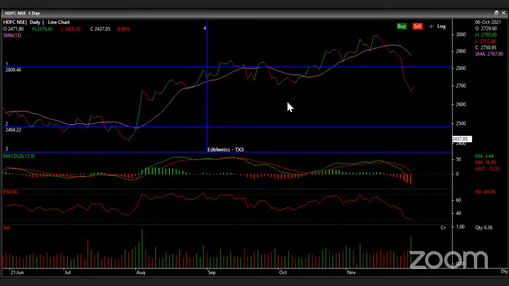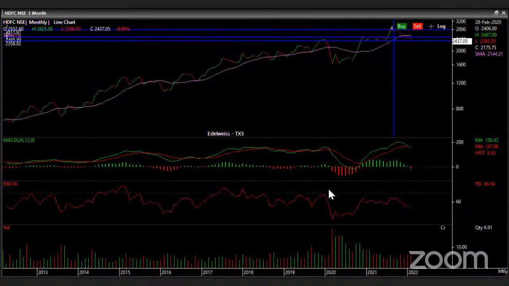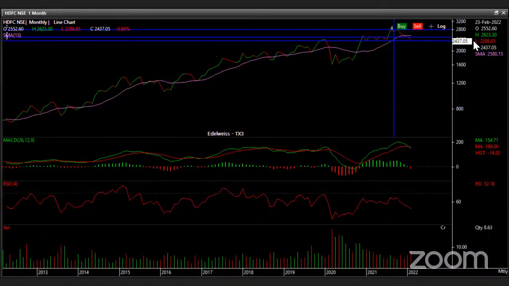If we convert the daily chart into the weekly, now there are no indications. It has already entered into our mind, overbought territory. Can it go further upside? If we enter into the monthly, so monthly is also good.